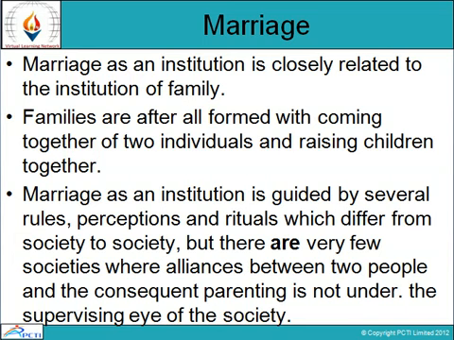The next point is marriage. Marriage as an institution is closely related to the institution of family. Families are, after all, formed with coming together of two individuals and raising children together. Marriage as an institution is guided by several rules, perceptions, and rituals which differ from society to society. But there are very few societies where alliances between two people and the consequent parenting is not under the supervising eye of the society.